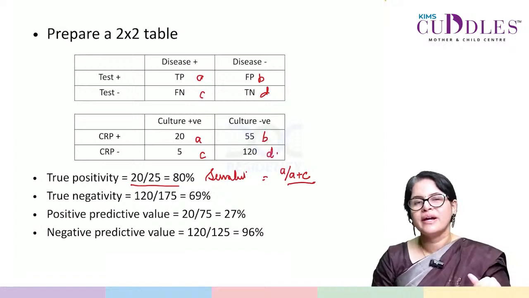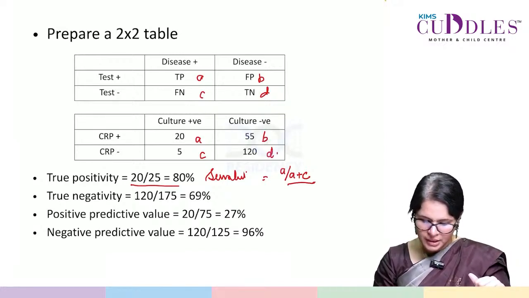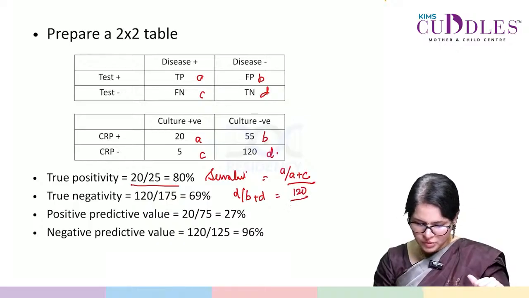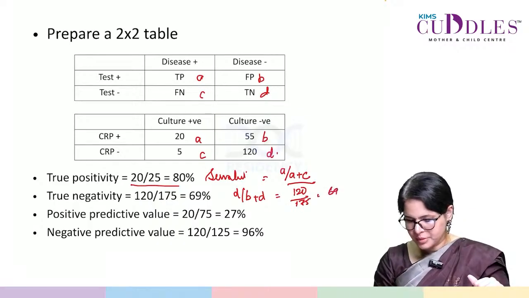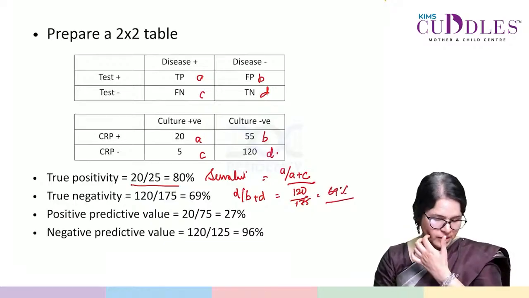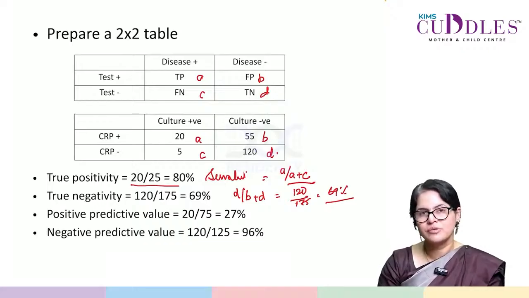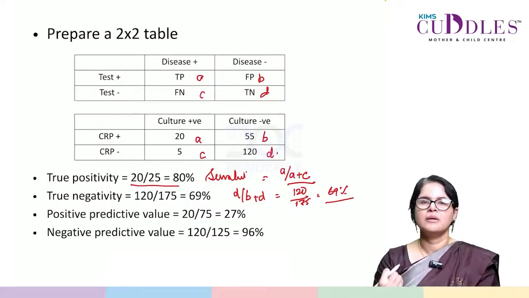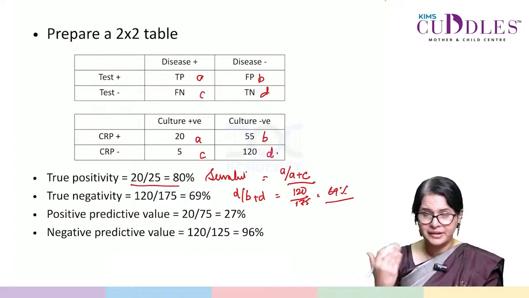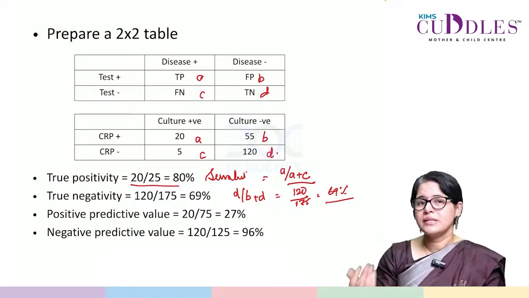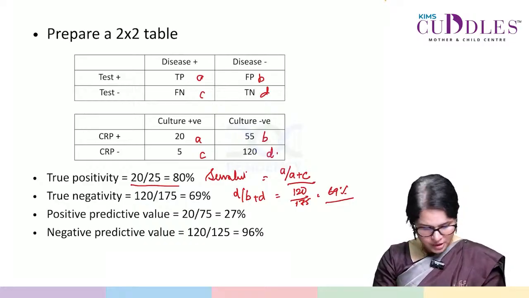What is true negativity or specificity? It is nothing but D by B plus D. So here D is 120 and D plus B is 120 plus 55, which is 175, which is 69%. So specificity is 69%. So specificity is slightly lesser than sensitivity. So it's very typical of a test like CRP, which is more sensitive. It doesn't usually miss babies who are truly diseased, but it can identify babies who are not really having disease also as CRP positive. So that is the bigger problem with CRP.